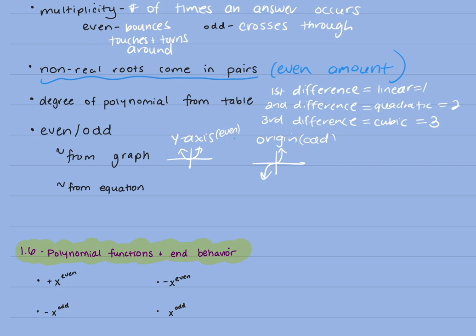And then from an equation, we replace x with negative x. If it goes back to the original, then it's even. If all signs change, then it's odd.